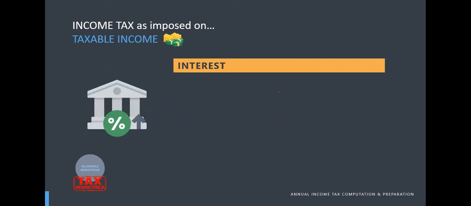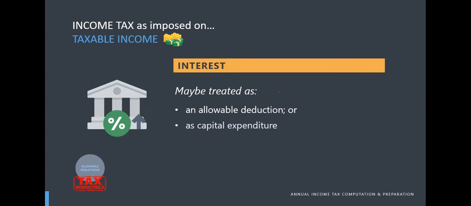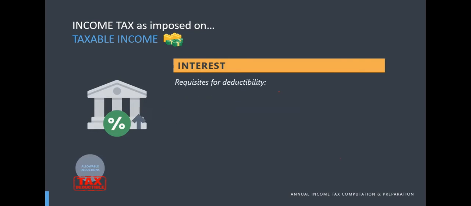Next, interest. Interest may be treated as an allowable deduction or as a capital expenditure. For interest to be allowed for deduction, it must be paid or accrued or incurred within a taxable year. So interest should be incurred, for example, in 2020 for it to become deductible in 2020.